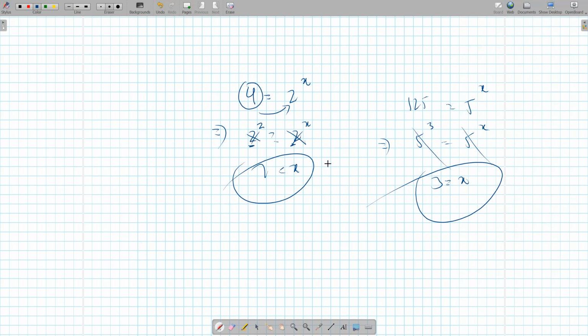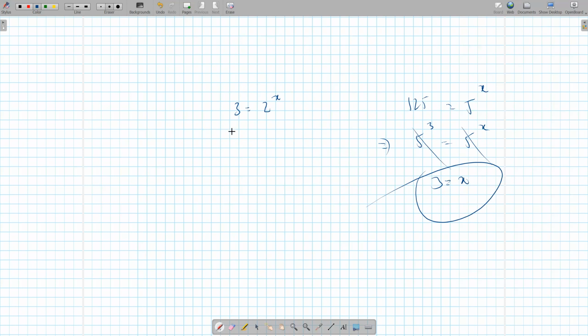But what if you can't write one in terms of the other? What do we do? For example, 3 equals 2 to the power of x. What do we do in this case? Nothing? No, we do something. The answer does exist. It's not like the answer doesn't exist.